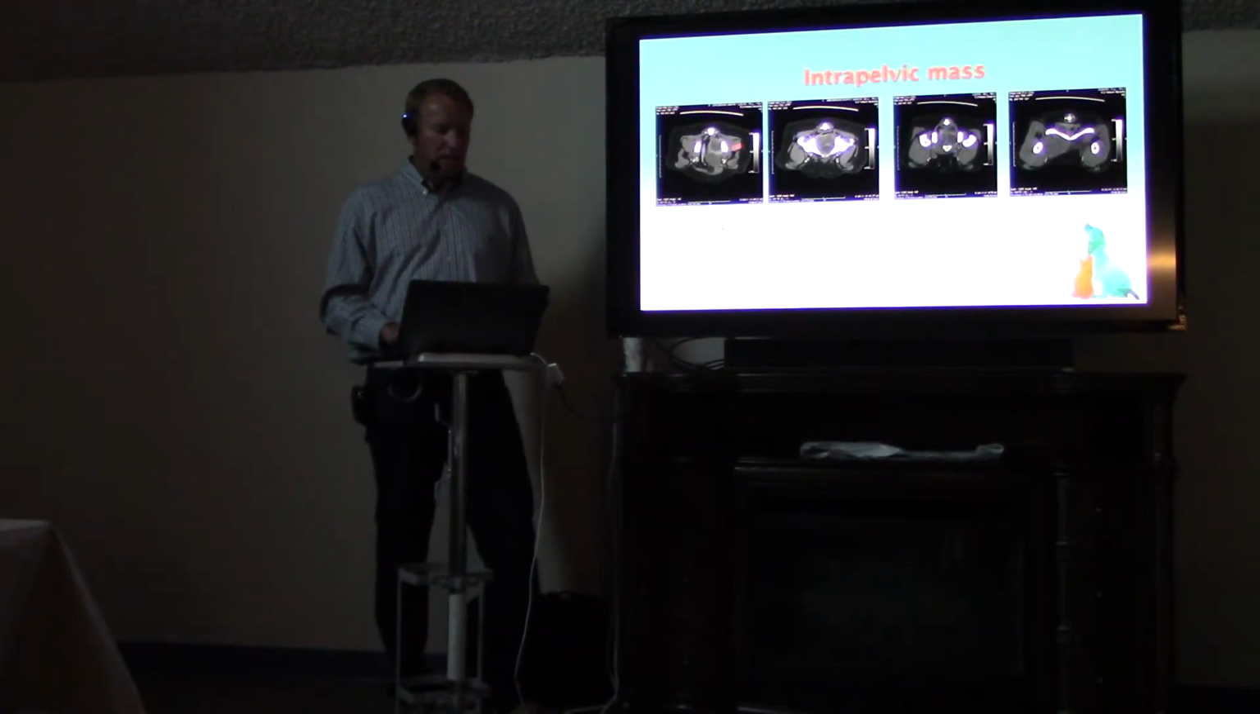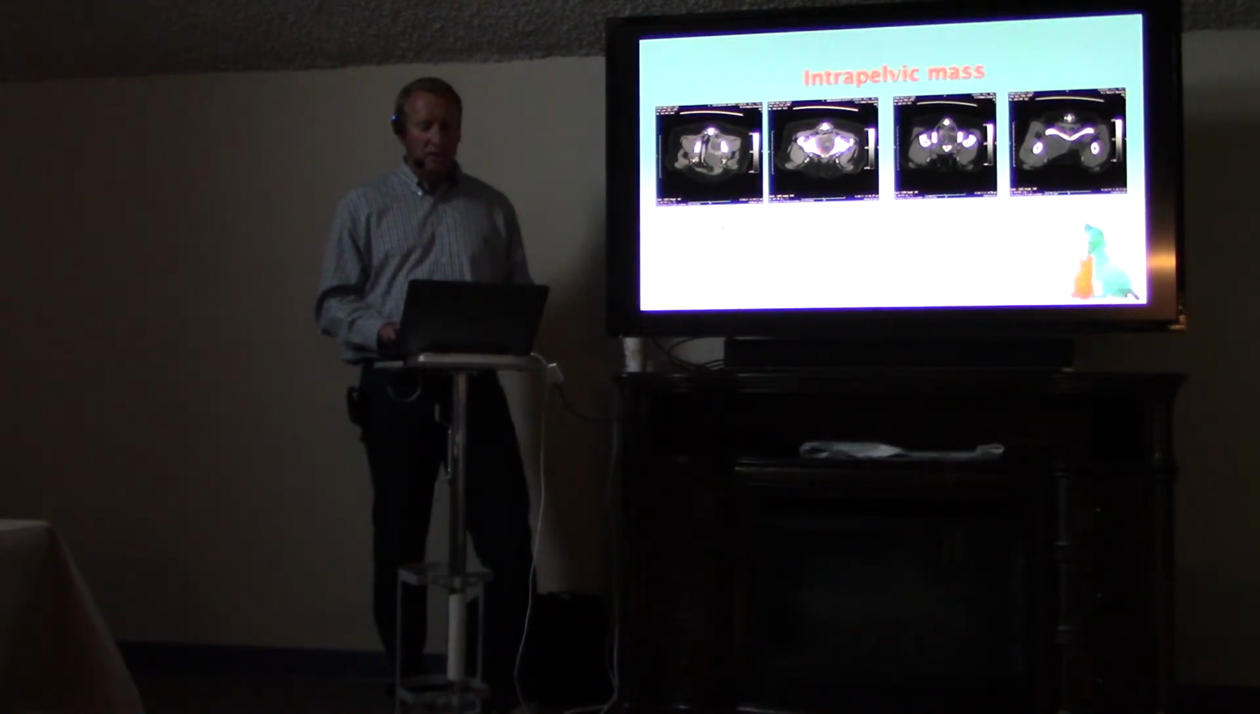And we've got a scan of the pelvis here at different locations. This is just cranial to the hips, and we can see a multilobular mass here displacing the colon to one side. A little bit further caudal at the level of the hips, the mass is now occupying the entire pelvic canal, and you can't really even see the colon there.